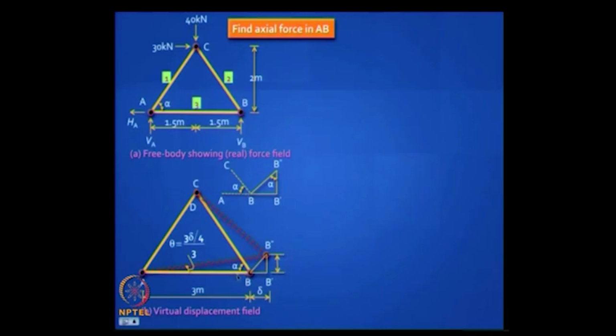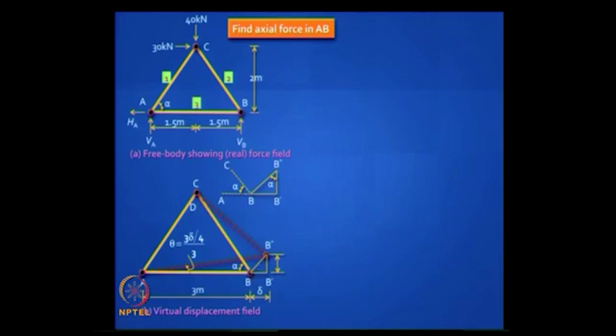Let it elongate by delta, but then if I keep this B here, I have a problem because I will also be elongating the bar BC. I do not want that, so I want BC to remain unchanged in length, and so it means I take C as center and draw an arc or a tangent. For small deformation, the arc can be replaced by tangent, so B moves to B dash.